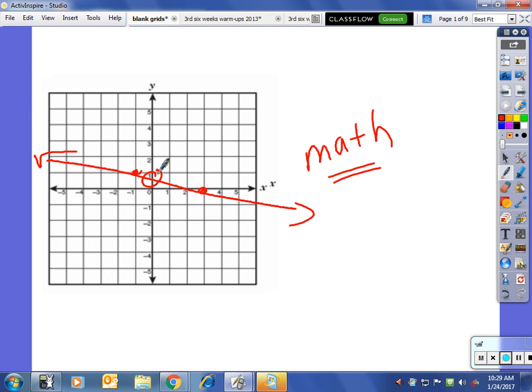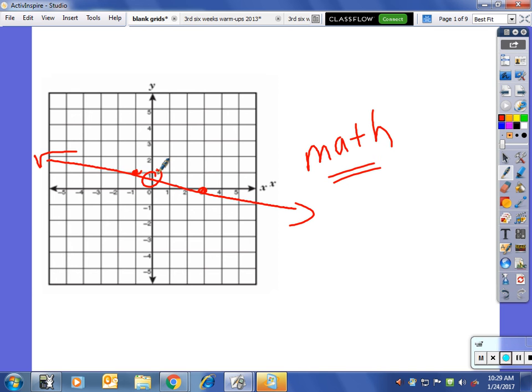How many answers should you have for number 8? 3. So number 8 actually has 3 parts. There's an 8-1, an 8-2, and an 8-3. What do you notice about all those lines? They're parallel. Guess what? They should all have the same slope.